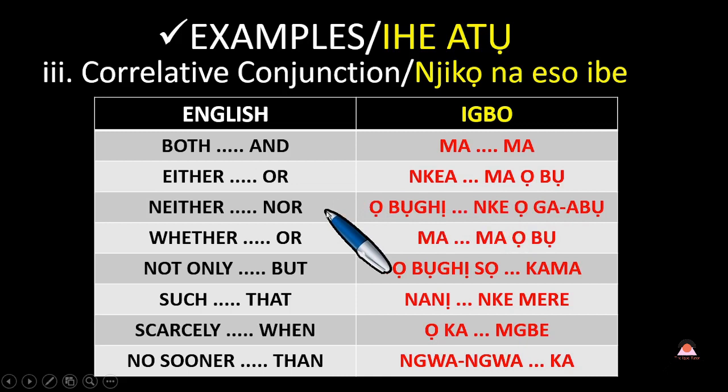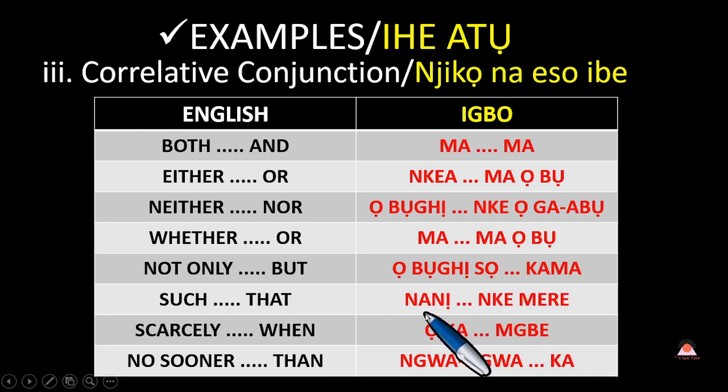Third one is neither nor. In Igbo, it is ọbụghị nke ọ ga-abụ. Okay? But there are other ways these are applied in usage. When the sentence changes, this can change also. Okay, that's why this is tricky. Then we have whether or. In Igbo, it is maọbụ. Okay, move on to not only but. In Igbo, it is ọbụghị sọ kama. And then we go to the next one, such and that.